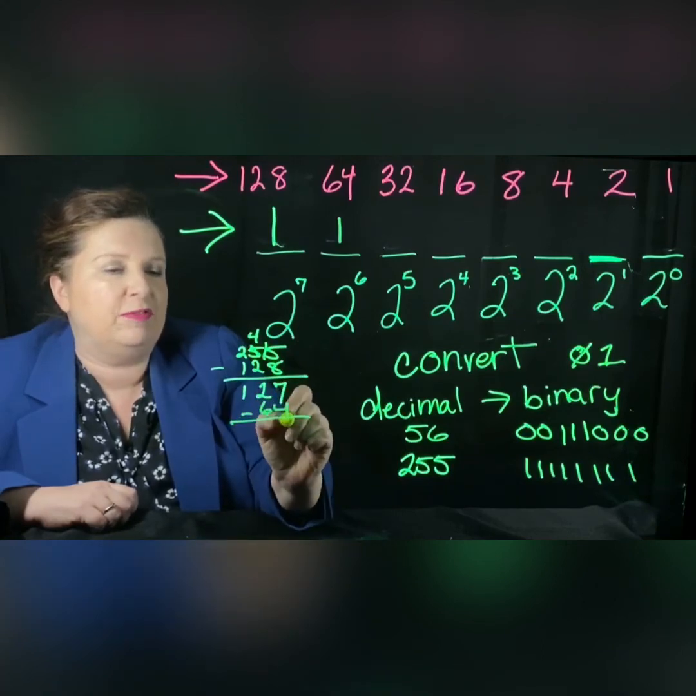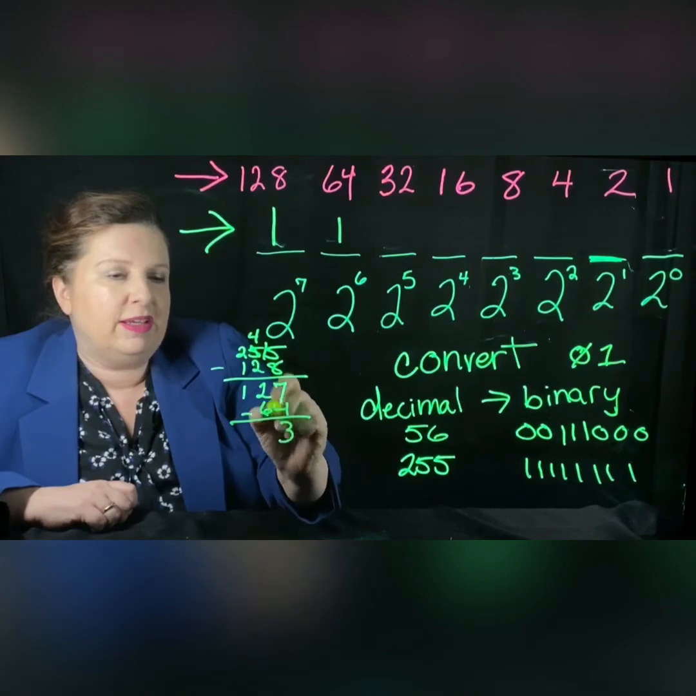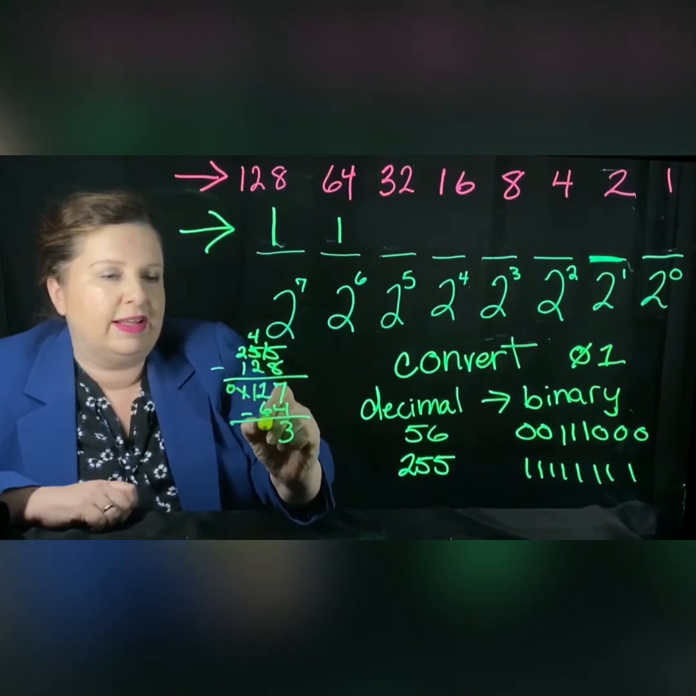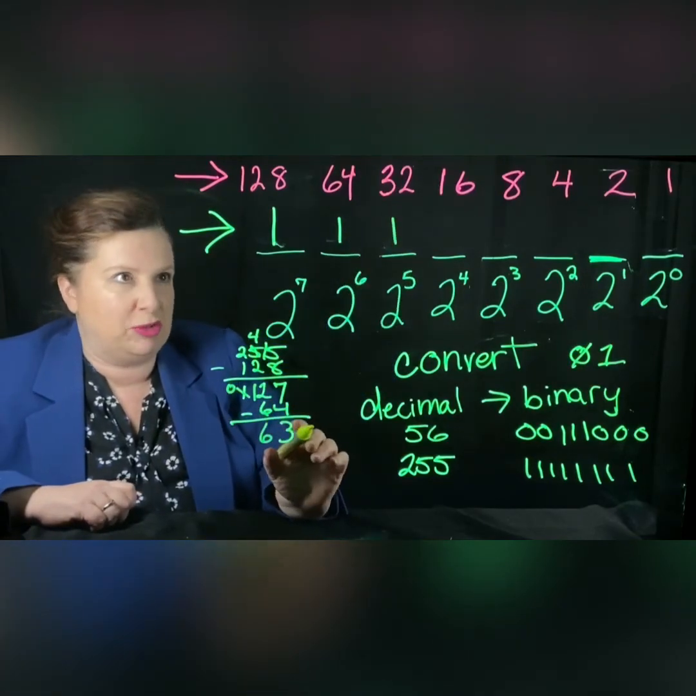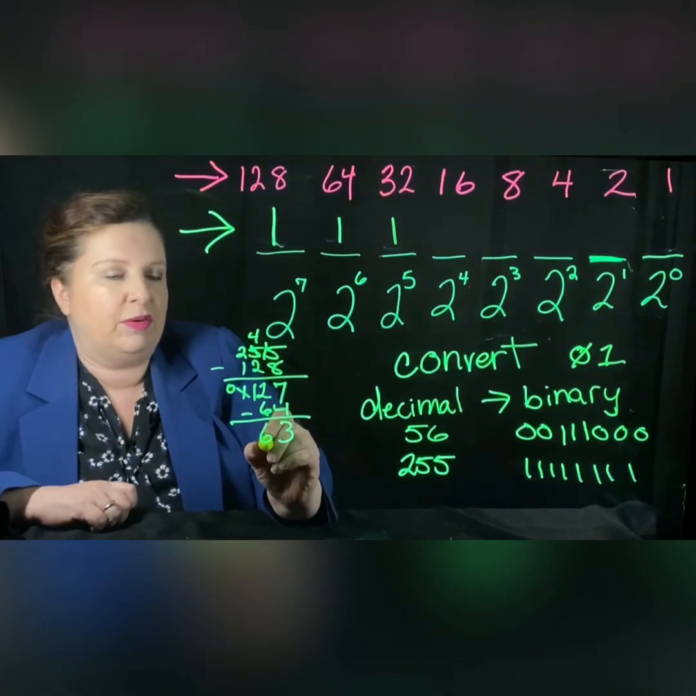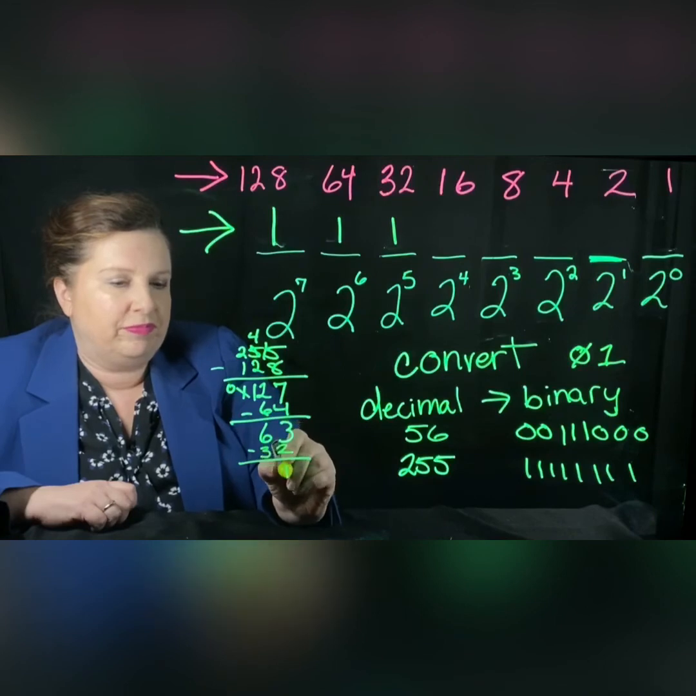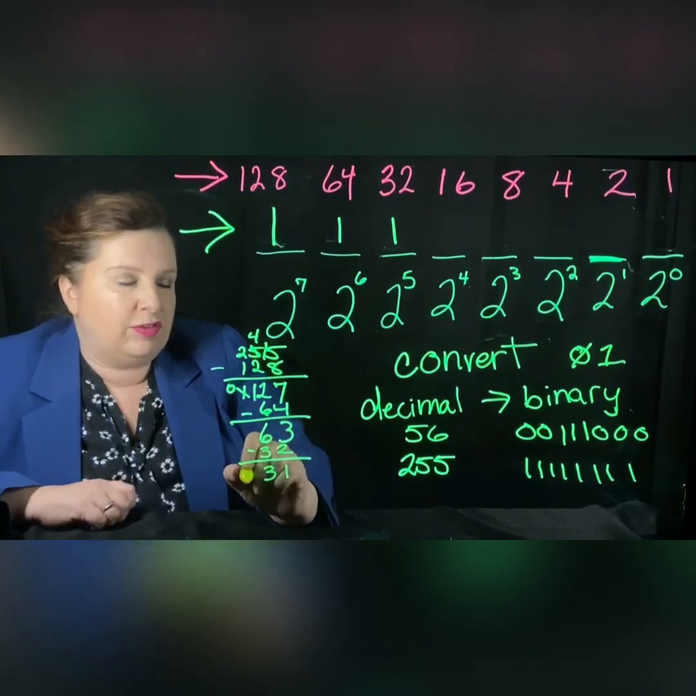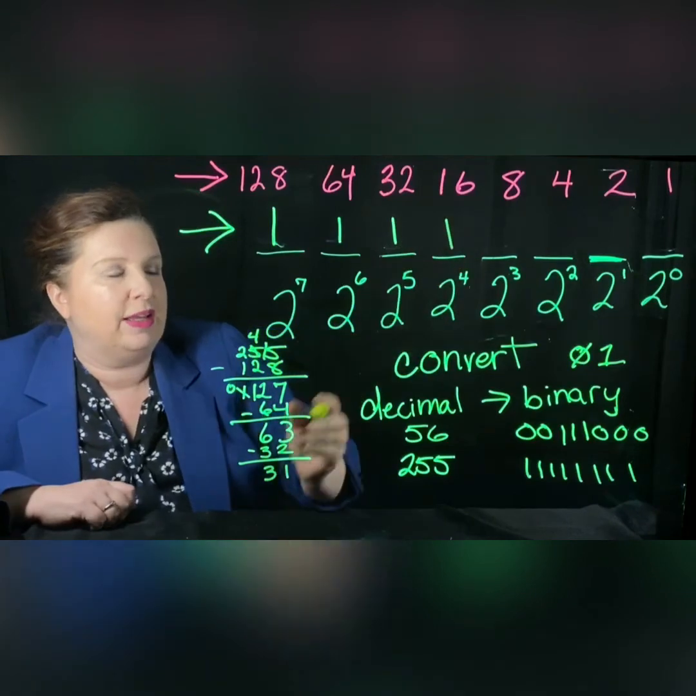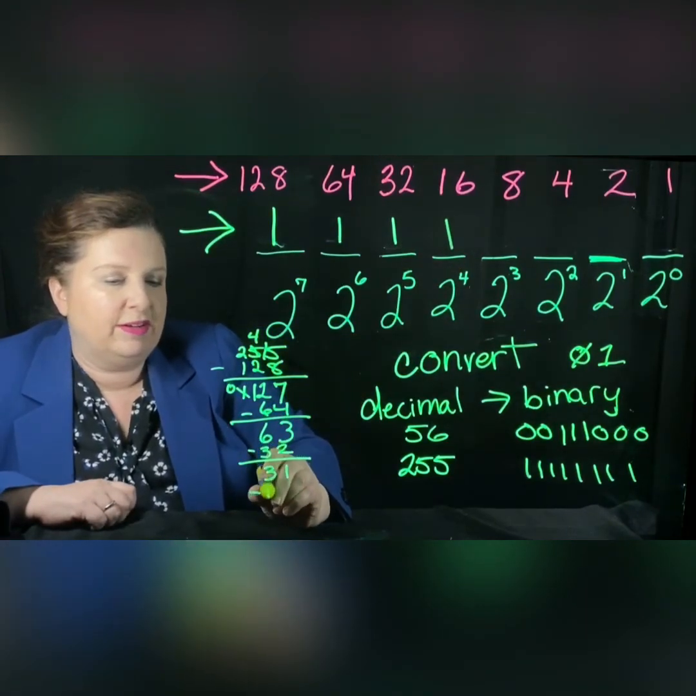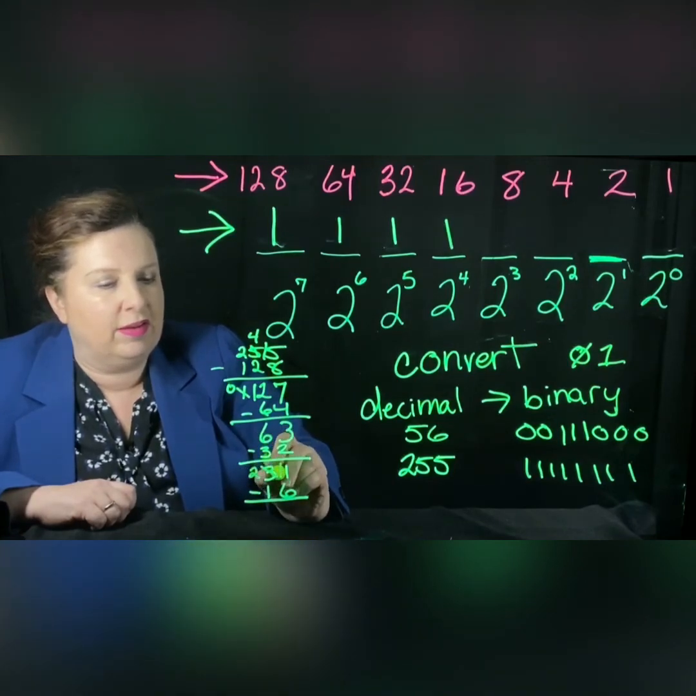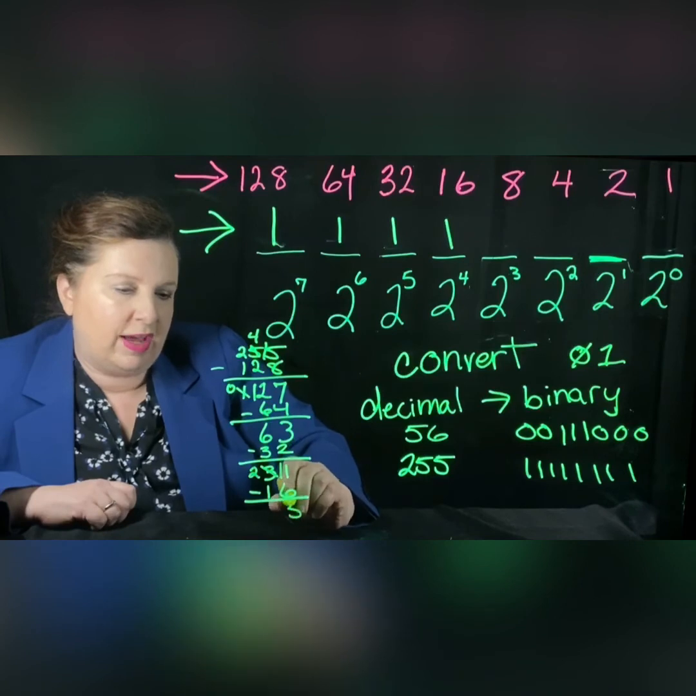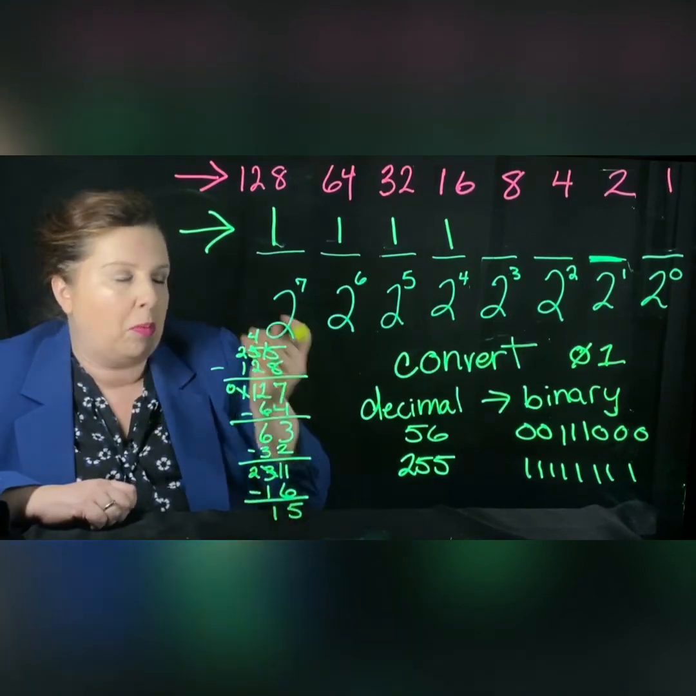So let's take 64 from 127, that gives us 63. So now let's take 32 and subtract it from 63. So 63 minus 32 gives us 31. Then we'll turn the 16-bit on, and this gives us 15.